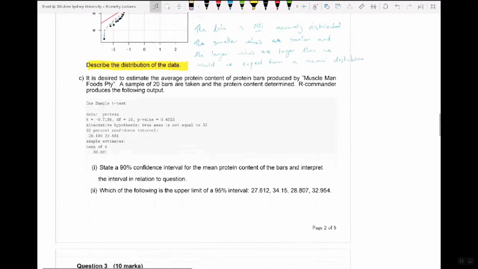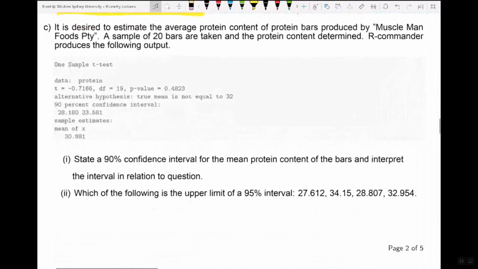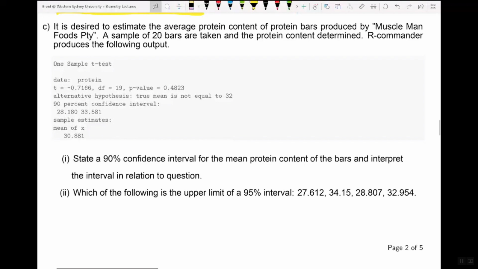So this is the first question where we've got some R-Commander output to deal with. It says it is desired to estimate the average protein content of protein bars produced by Muscleman Foods, and they take a sample of 20 bars. From the output, we need to state a 90% confidence interval for the mean protein content of the bars and interpret the interval in relation to the question.